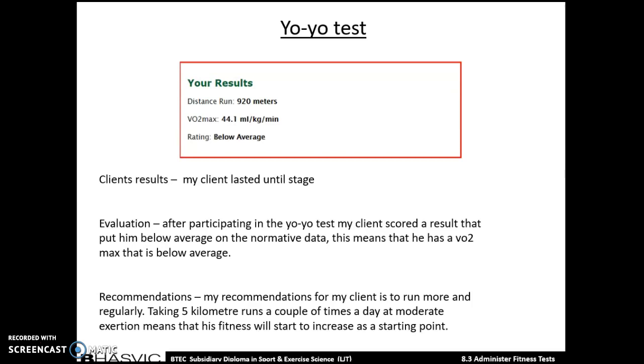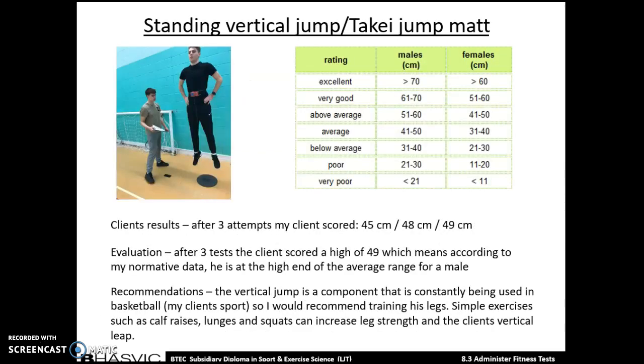And my recommendations, this is a brief recommendation, but I'll go into it later on. My recommendation for my client is to run more and regularly. Taking 5 kilometre runs a couple of days at a moderate exertion means that his fitness will start to increase as a starting point. But I'll go more into that in the future slides.